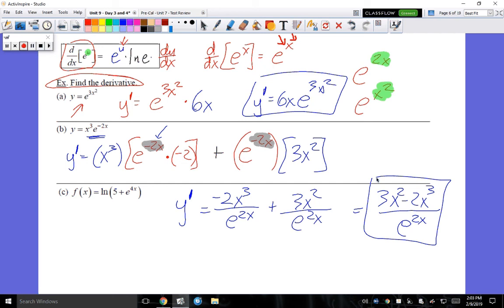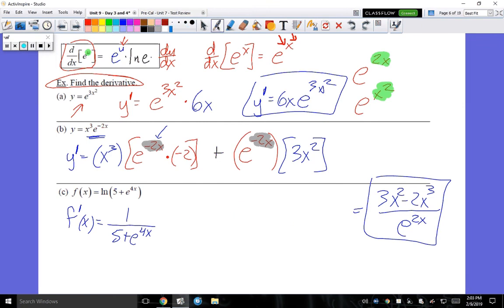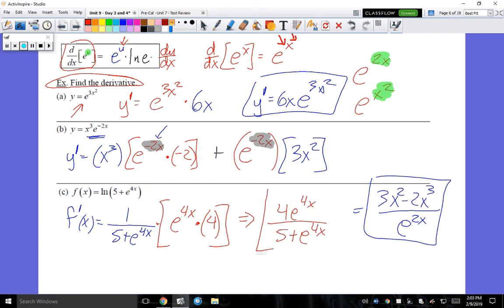Let's look at part C. Part C is the derivative of a natural log. It's been a little bit, but we've done this before. It is 1 over the stuff times the derivative of the stuff. Let me make some room. So now I'm going to take the derivative of the stuff. The derivative of 5 is 0, and the other part is the carbon copy times the natural log of the base times the derivative of the power. So all of this could simplify to 4e to the 4x all over 5 plus e to the 4x. This would be the derivative.